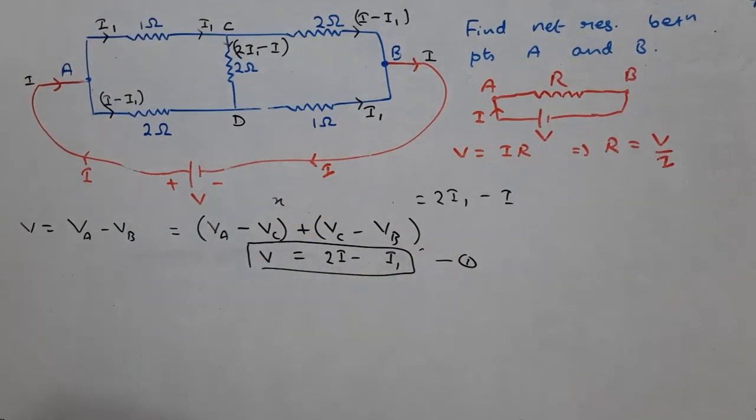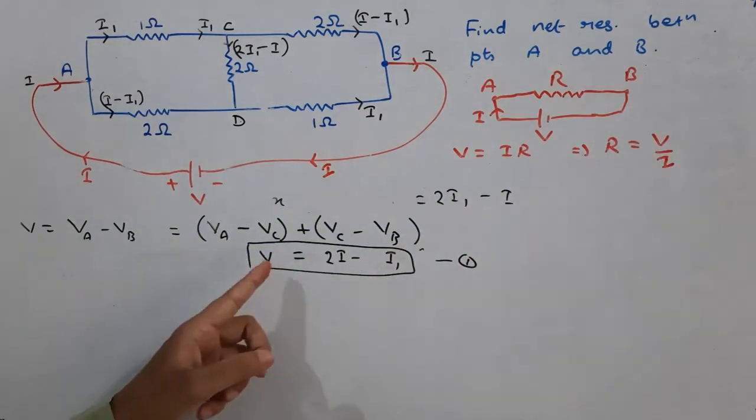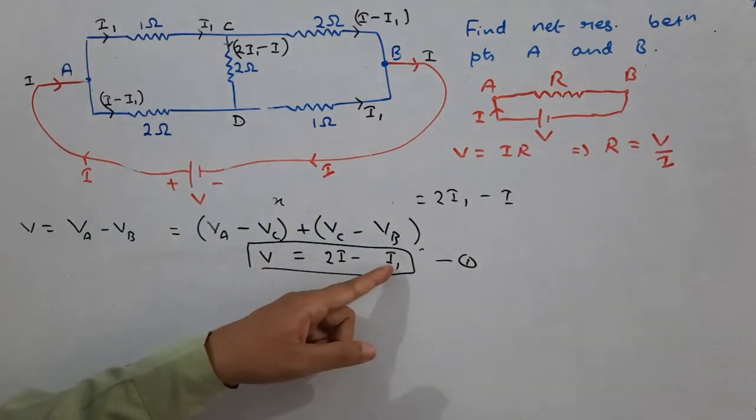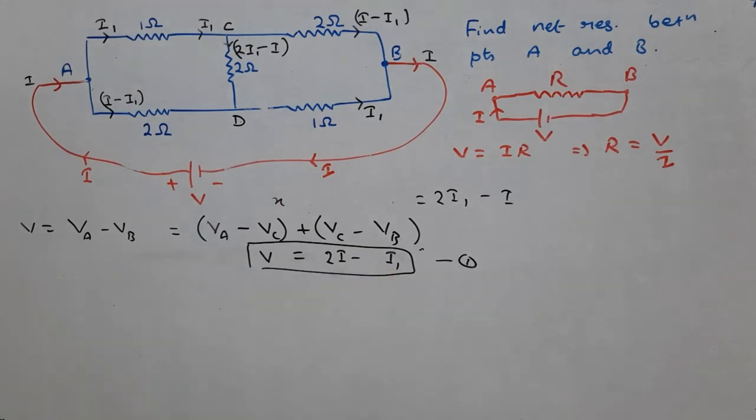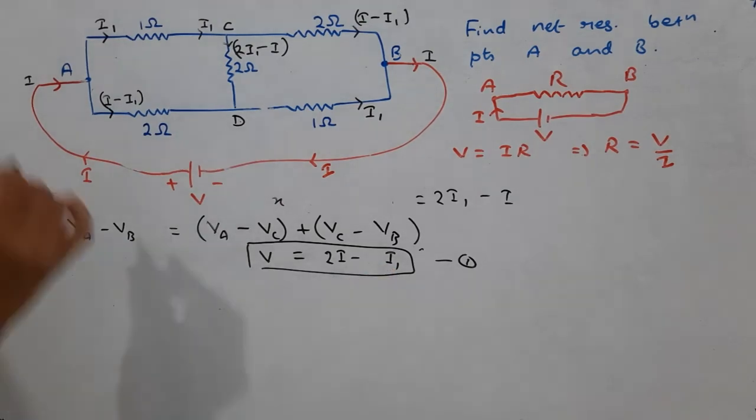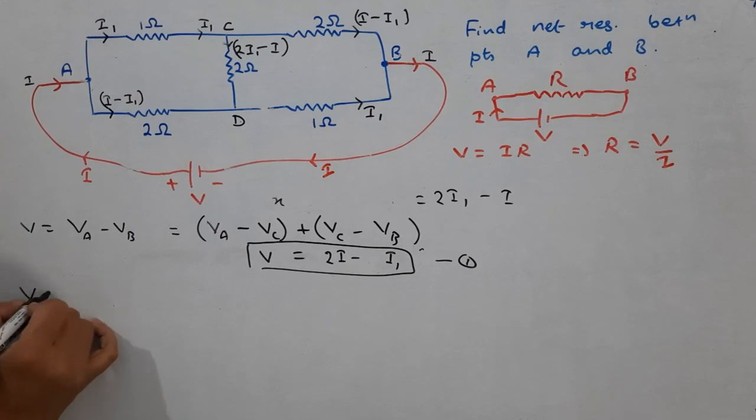See, we want to find R. R is V by I. Here we have V, here we have I. But we also have an unwanted thing, that is I1. We want to remove that. For that, we need one more equation. So again, we will frame one more. Observe the method very carefully.